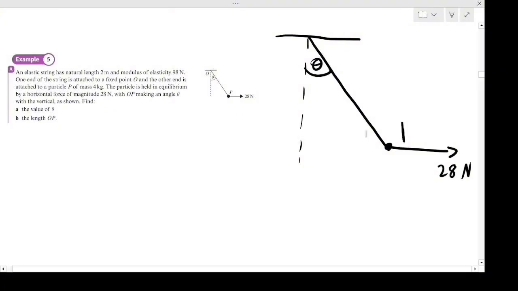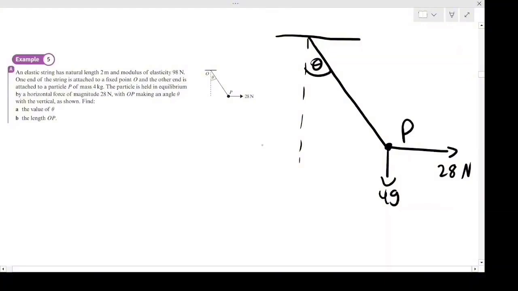Okay, what forces are happening? Well, firstly, again, we've got a particle at the end here. The particle has a mass of 4, which means there will also be a weight of 4g down like that. Okay, we need to add that on. Well, obviously, we're also given this horizontal force of 28 to the right. Now the last force is, as you guessed, the tension.